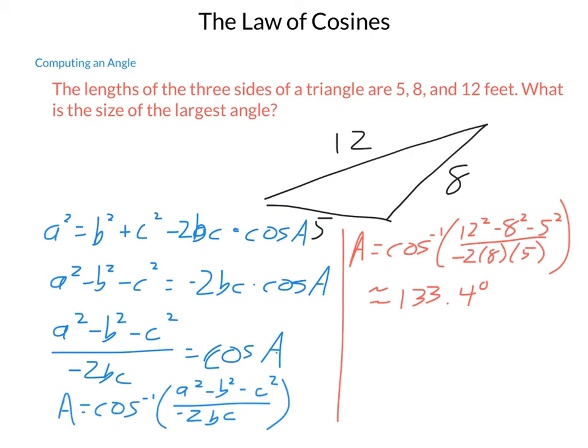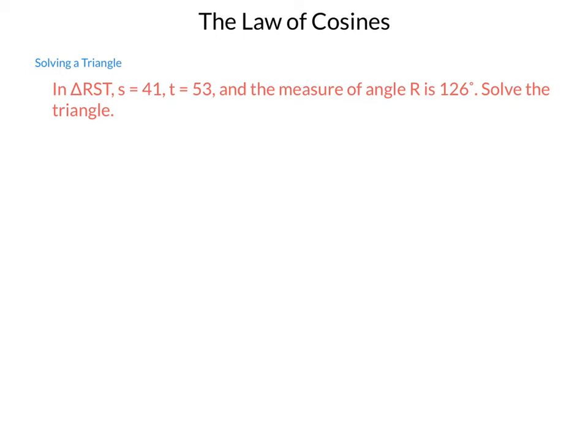So how can we use the law of sines and the law of cosines together in order to solve out an entire triangle? In triangle RST, the length of side S is 41, the length of side T is 53, the measurement of angle R is 126 degrees. We need to solve the triangle. Now remember, solving a triangle means finding all sides and all angles. So putting our information into a quick sketch gives me a situation that looks like this.